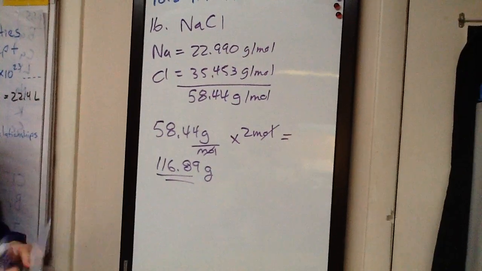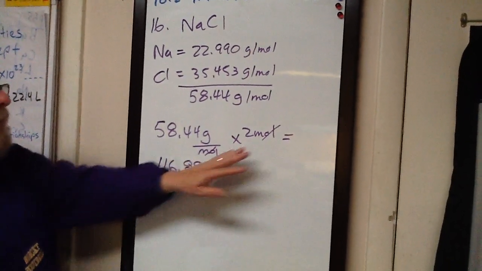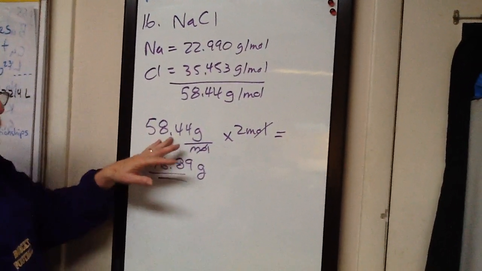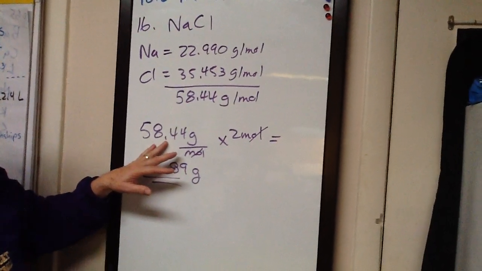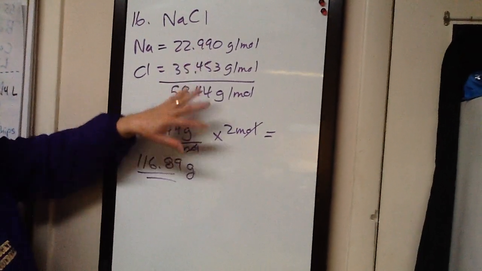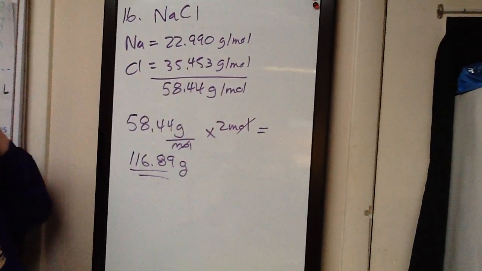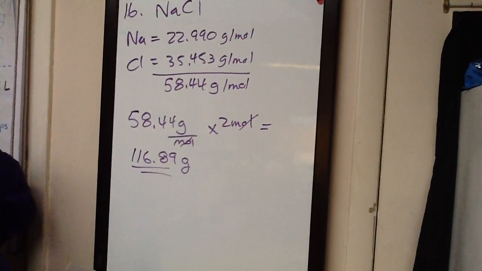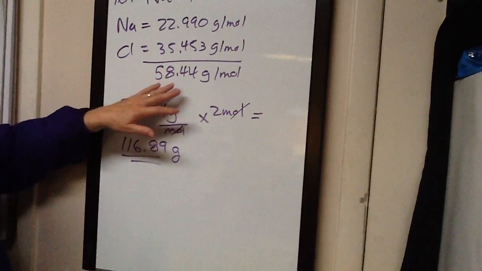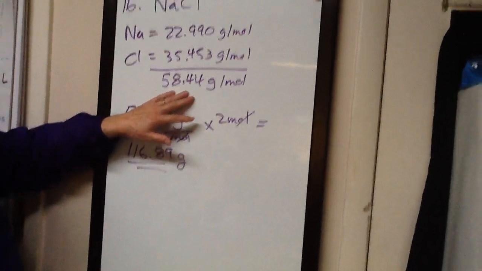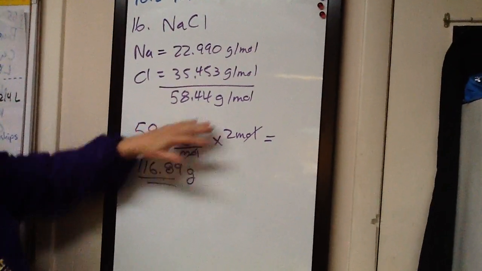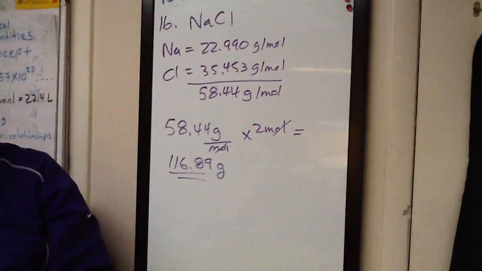See how I did that? They want to know how much 2 moles weigh. I know how much 1 mole weighs, because I can add up the masses of the individual atoms in that compound. And that compound has a formula mass or formula weight of 58.44 grams per mole.